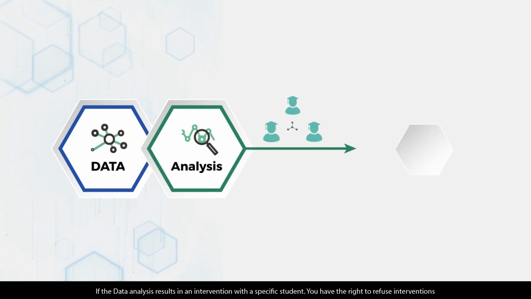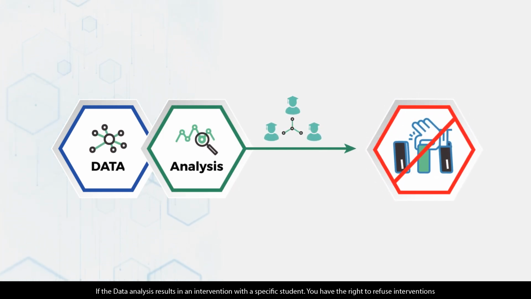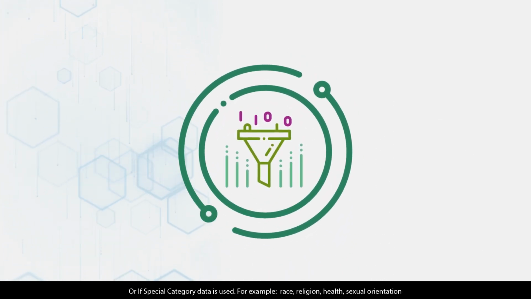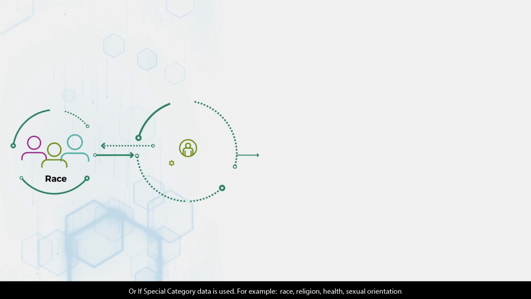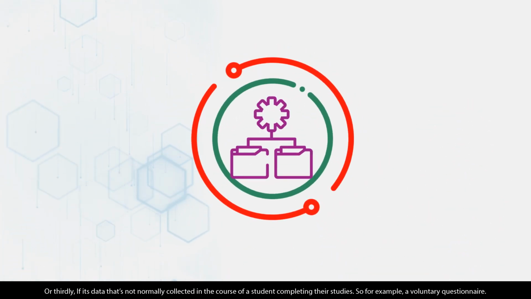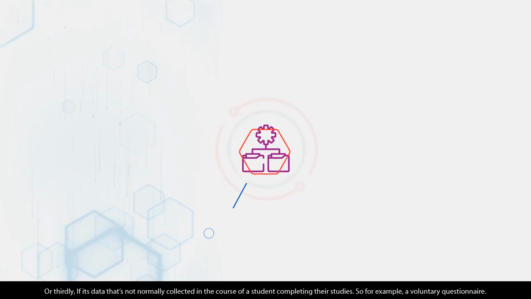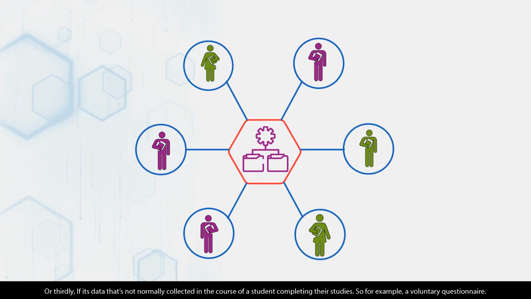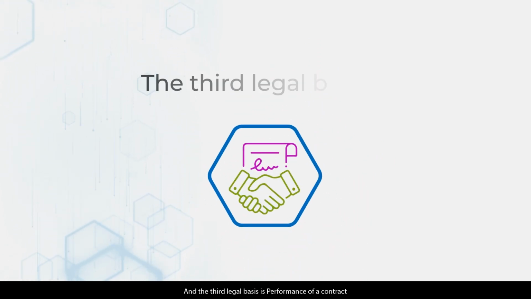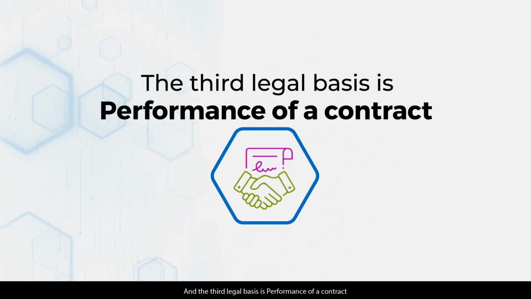If the data analysis results in an intervention with a specific student, you have the right to refuse interventions. Or if special category data is used, for example, race, religion, health, or sexual orientation. Or thirdly, if it's data that's not normally collected in the course of a student completing their studies, so for example, a voluntary questionnaire. And the third legal basis is performance of a contract.